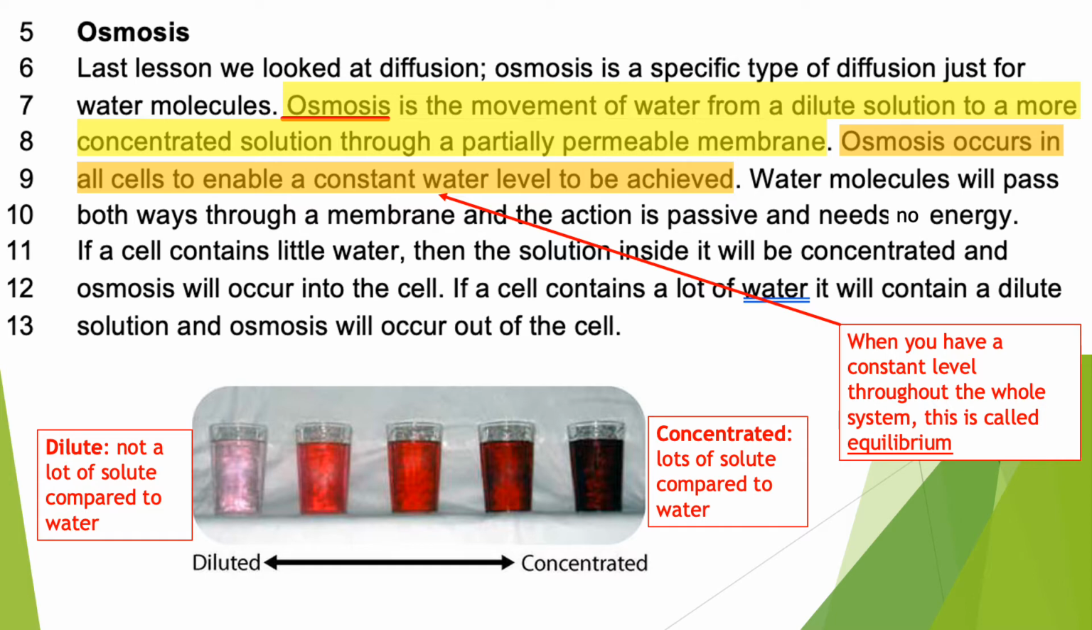So if a cell contains little water, then the solution inside it will be concentrated and osmosis will occur into the cell. Because if you have not a lot of water, but a lot of solute, it's very concentrated. So think lots of salt, not a lot of water. So then you need to add water to it so that it becomes more diluted. And then vice versa, the opposite is also true. If a cell contains lots of water, it'll be very dilute inside. So then water has to leave in order for it to become that middle area there. Okay? So let me show you a diagram.